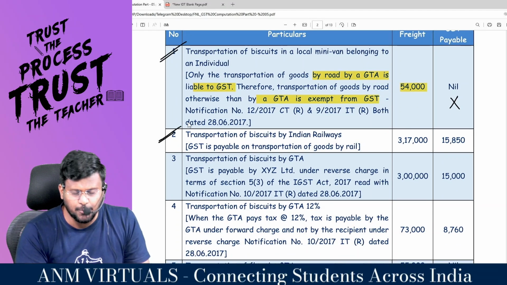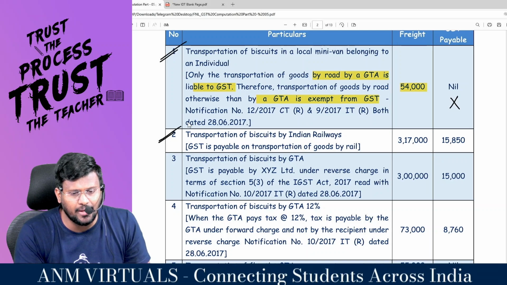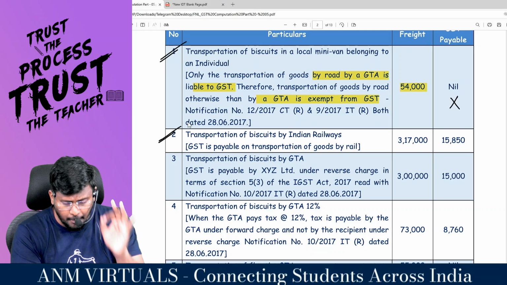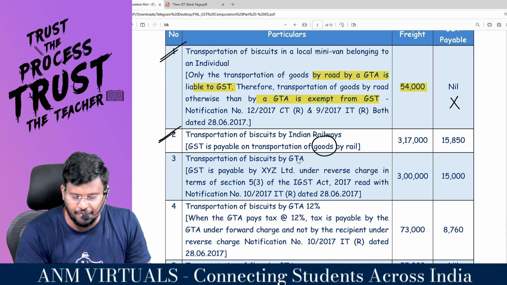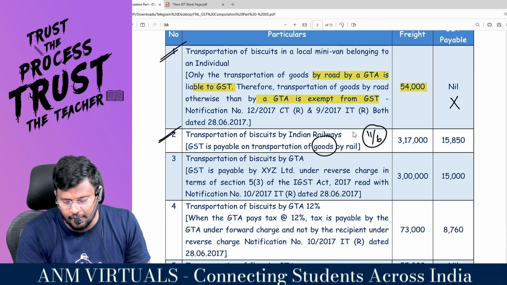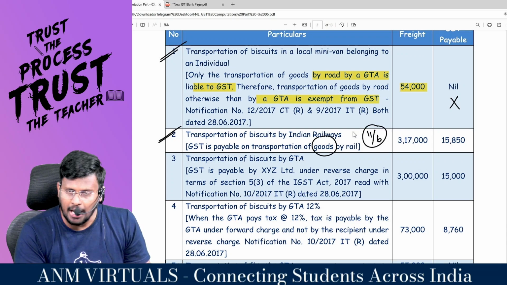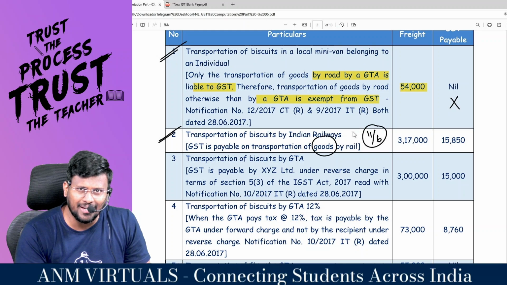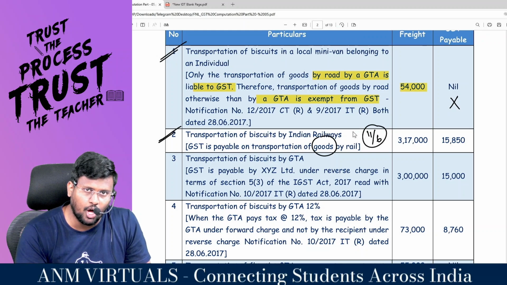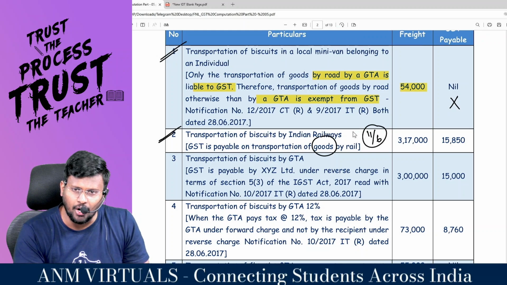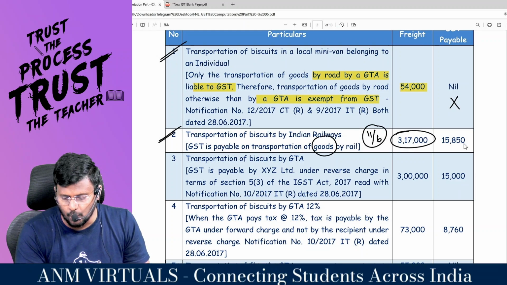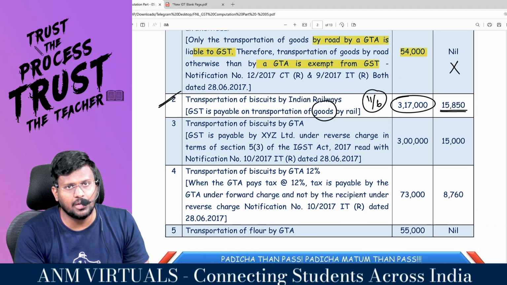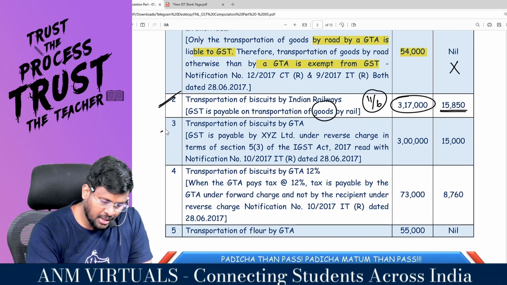Comfortable? Transportation of biscuits by what? Railway. GST is payable on transportation of goods by road. There is no specific exemption covered under the relevant entries of the Act, and also, sir, it is not covered in 9353, 9454 or 9555. Hence, it will fall under 9151. It will be taxable under the forward charge mechanism. So, for this 3,17,000, 15,850 Indian Railway will collect as GST.